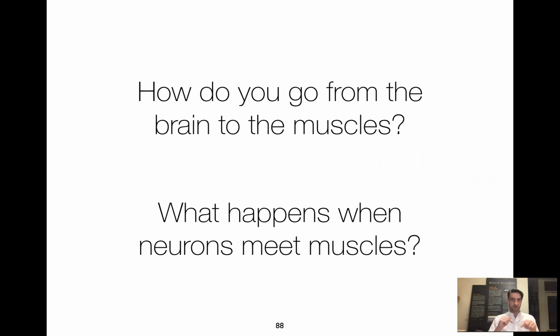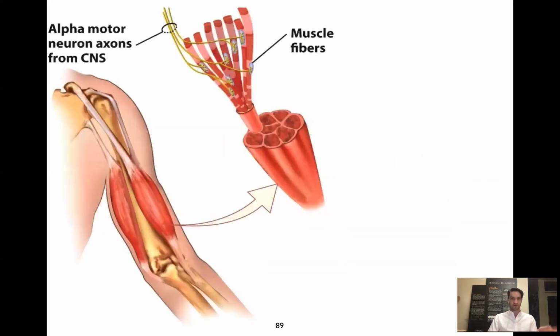Okay, so how do you go from the brain to the muscles? What exactly is going on when these neurons meet the muscle themselves? Because I've just been glossing over it, but what's going on is that you have neurons, just like here, okay, and they're actually the axons of these neurons, what are called alpha motor neurons, that don't touch other neurons. It's not like the axons meet the dendrites of other neurons. Instead, the axons literally meet the muscle fibers, okay? So how does that work?